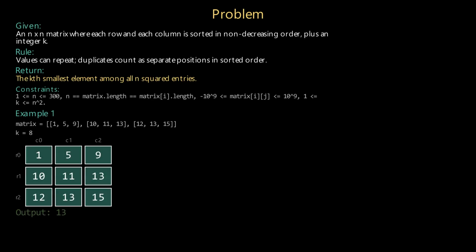Given an n×n matrix where each row and each column is sorted in non-decreasing order, plus an integer k, return the kth smallest element among all n² entries. Example 1, a 3 by 3 sorted matrix with k equal to 8. Count values in sorted order. The 8th position lands on 13, so output 13.